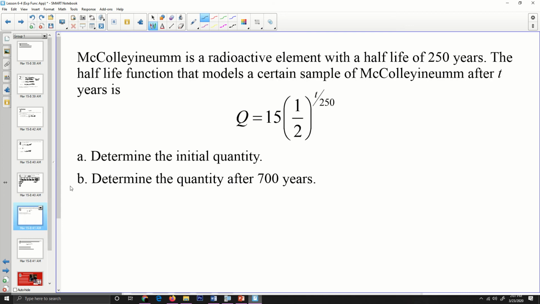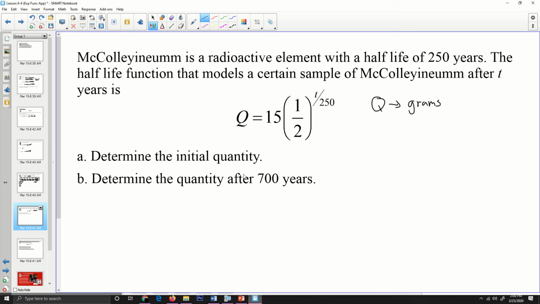All right. Maculainium is a radioactive element with a half-life of 250 years. The half-life function that models a certain sample of maculainium after T years is given as Q equals 15 times (a half) to the T over 250. And just for the sake of argument, let's say that Q is measured in grams. I didn't write that in there, but I do want to do that.